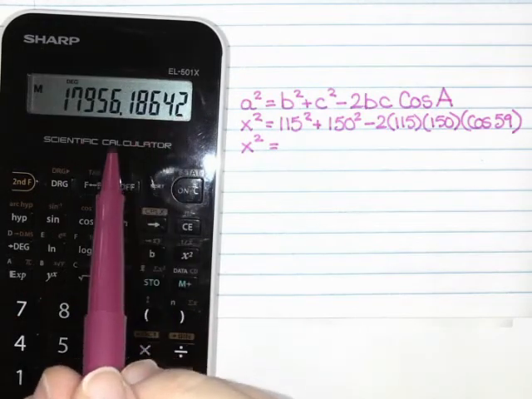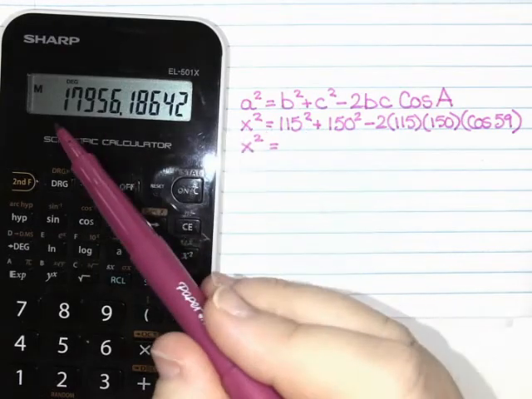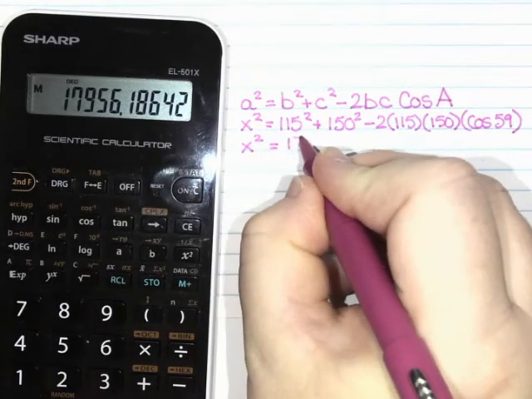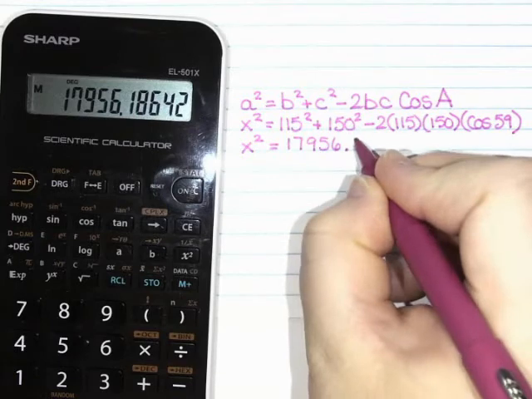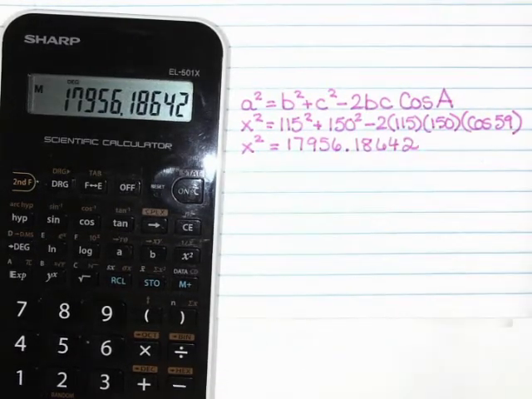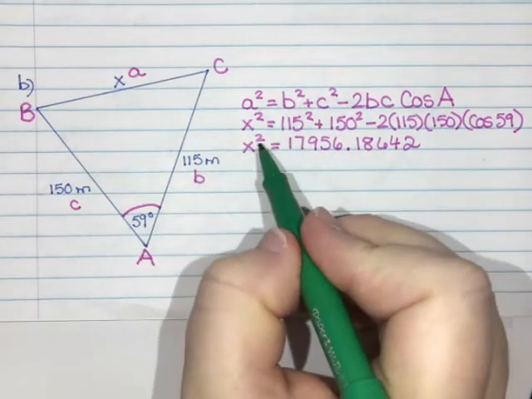This is not my final answer. I know that because this isn't x, it's x squared. So I need to write all of this down. So I have 17,956.18642. Okay, so that isn't my final answer because it does have a square on it.